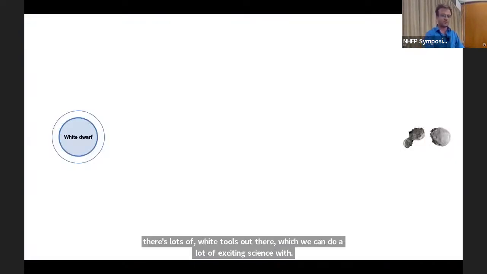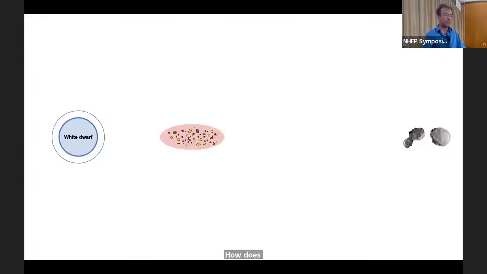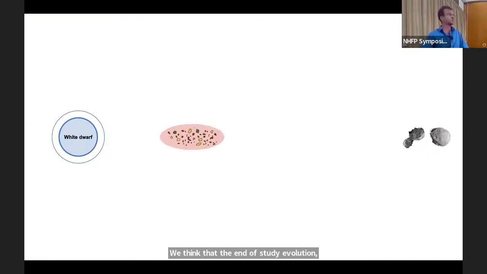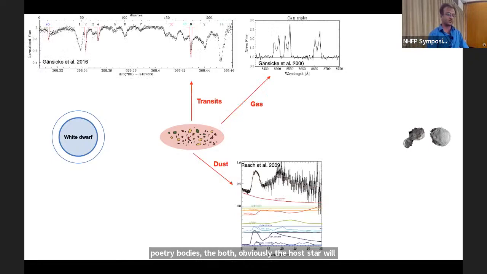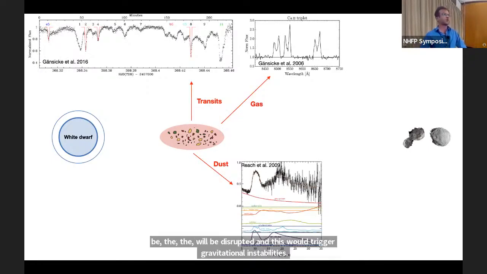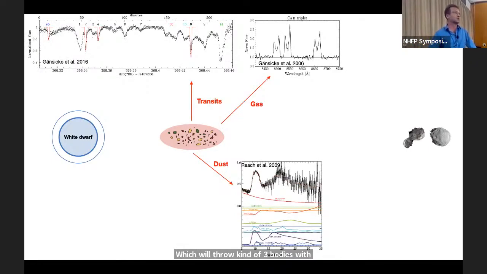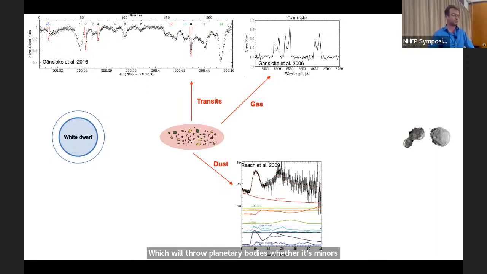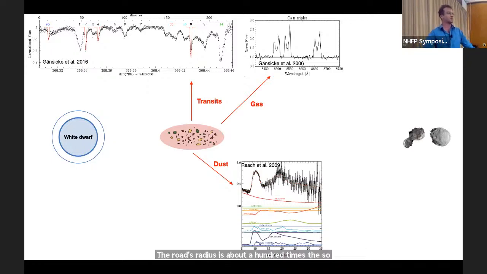How does this metal pollution arrive at the surface of a white dwarf? We think that at the end of stellar evolution, the orbits of the planetary bodies that were orbiting the host star will be disrupted, and this will trigger gravitational instabilities, which will throw planetary bodies, whether it's moons, asteroids, or planets themselves, to within the Roche radius of the white dwarf. The Roche radius is about the solar radius. It's about 100 times the size of the white dwarf. So there's a large catchment area for catching planetary bodies.